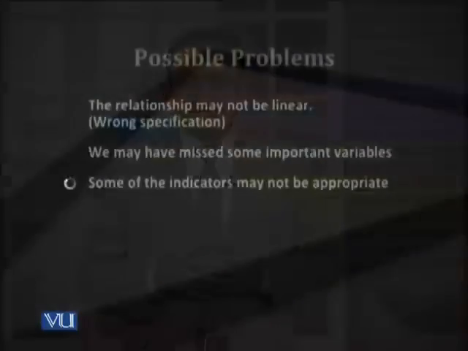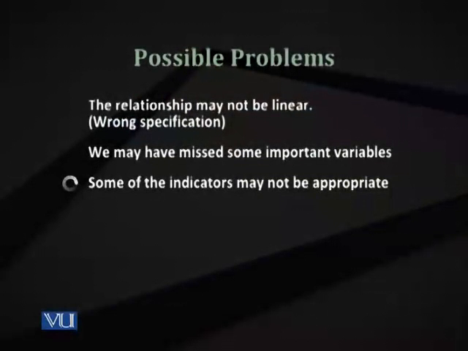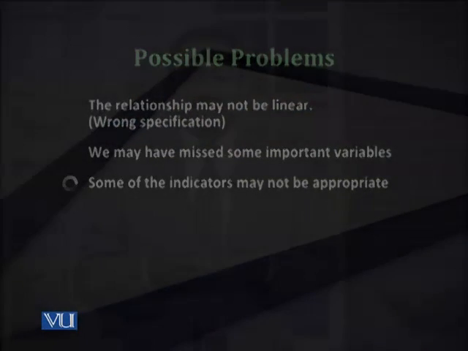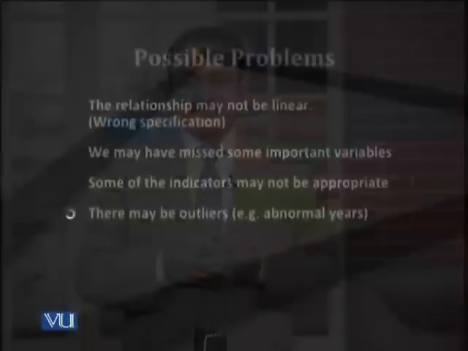Second, you may have forgotten about some important variables or ignored them, or due to lack of availability of data, you may not be able to include them. There may be many reasons. So this is a missing variable problem. So you have wrong specification, you have missing variable. Some of the indicators may not be appropriate. For example, as I told you, we have taken exports as an indication of openness, that the country is open to the world. Normally we take exports plus imports. We have other indicators as well. So maybe this is not a good indicator. This may be a good indicator, but we have to test for that. We'll be doing that in the later stages.